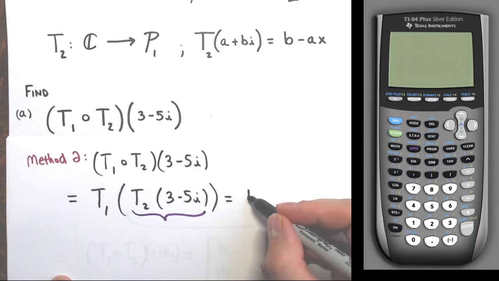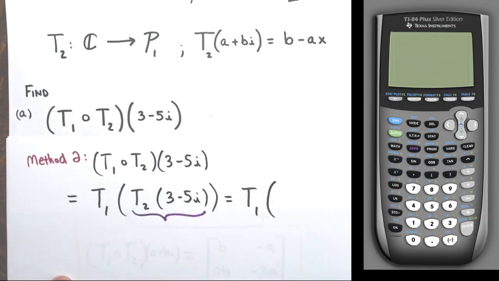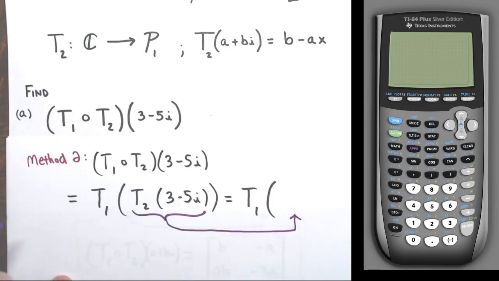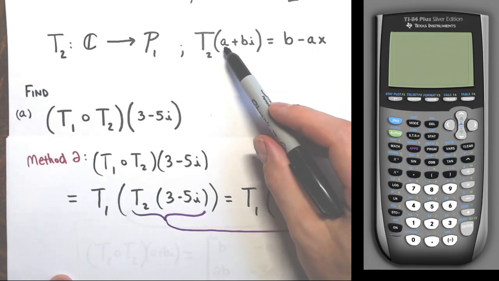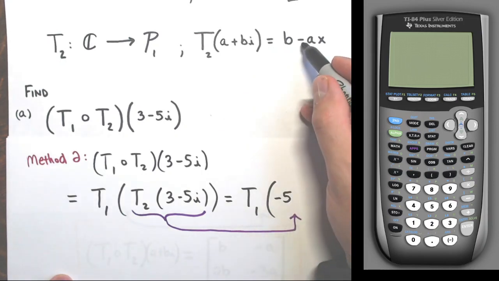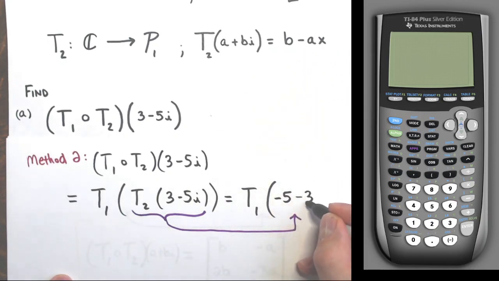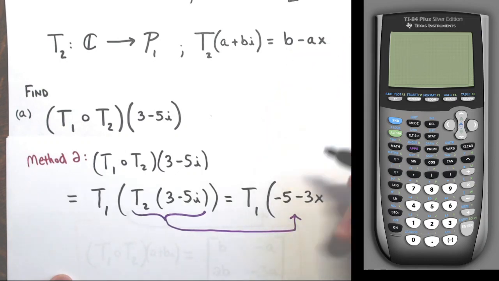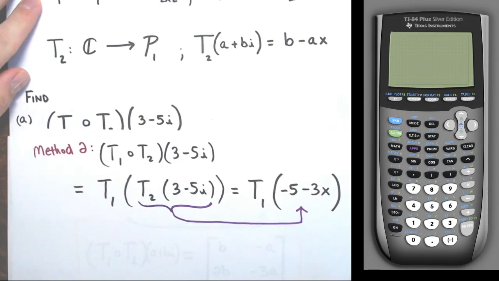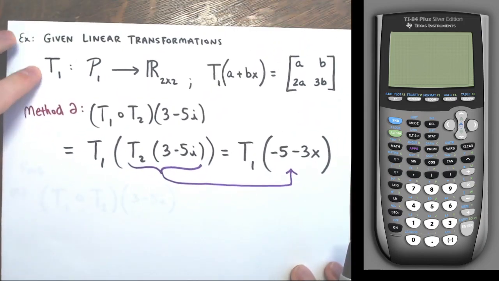So this is equal to T1 of, and we're putting this output of T2 in here. And again, I just replace a with 3, b with negative 5. So it'd be negative 5 as the constant, then minus 3 times x. All right, so I've got my polynomial of degree 1 or less, it's degree 1 here now. And then I plug it into T1, right? I apply T1. So let's go look at what T1 does to a polynomial. So there's transformation 1, T1.